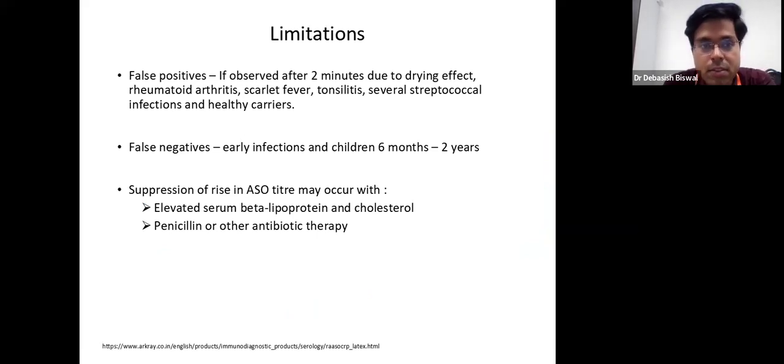Limitations: this kit has certain limitations. False positivity is observed if you take the reading after 2 minutes due to the drying effect, and due to certain factors like rheumatoid arthritis, scarlet fever, tonsillitis, and also in healthy carriers. False negatives are seen in early infections and in children between 6 months and 2 years. The rise in ASO titer may be suppressed in certain conditions like elevated serum beta lipoprotein and cholesterol, and when the patient is on penicillin or other antibiotic therapy.